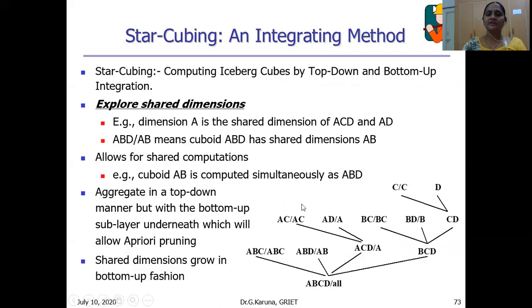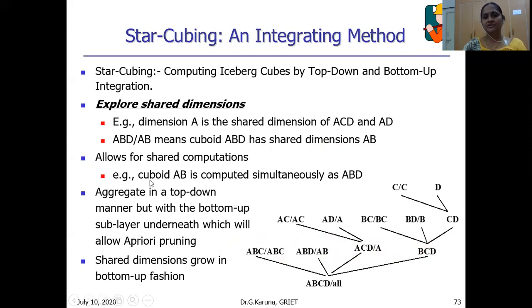Another one is star cubing, which is a combination of the bottom-up and top-down approaches. It integrates both. For example, dimension A is the shared dimension of ACD and AD. See this one, shared dimension of ACD and AD, and ABD or AB. Cuboid ABD has shared dimensions of AB. So here AB dimensions are shared, whereas for ACD and AD, we take the shared dimensions of A and D along with C.